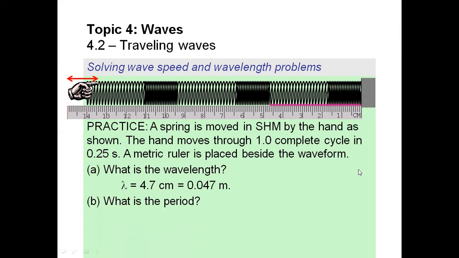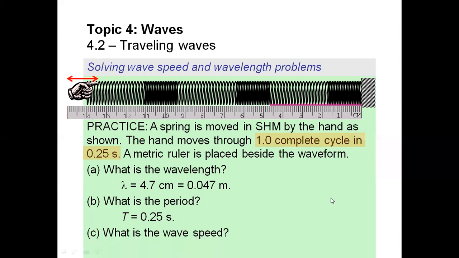Second question, what is the period? Actually, the information is given, and by using that, we can easily find the period. The hand moves through one complete cycle in 0.25 seconds. So it's going to be the period. What was the definition of period? The period is the time needed for one complete oscillation, one complete cycle. So it's equal to 0.25 seconds. So the period will be 0.25 seconds.